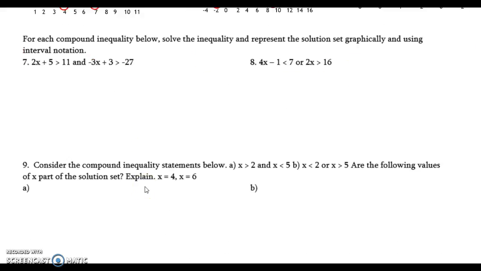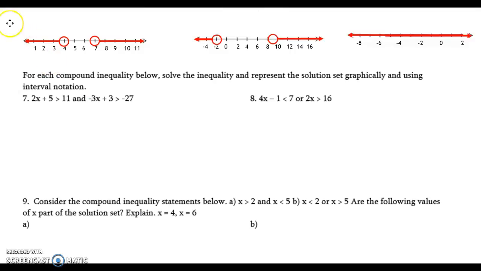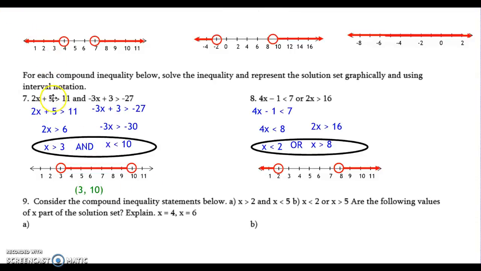Take a look at the next 2, and this will be the last exercise. Pause the video. So you should see the solutions to the inequalities are here, the graph is here, and the interval notation is here. Same thing here, the solutions are present, and you can see that OR is a split inequality, and the graph is here.